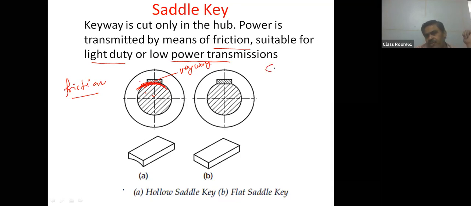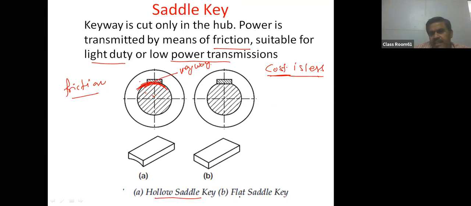We can talk about cost. Because keyway is cut only in one component, that's why cost is less. The cost of the saddle key is less. It is the advantage, and it is only applicable for low power transmission. This is the disadvantage.